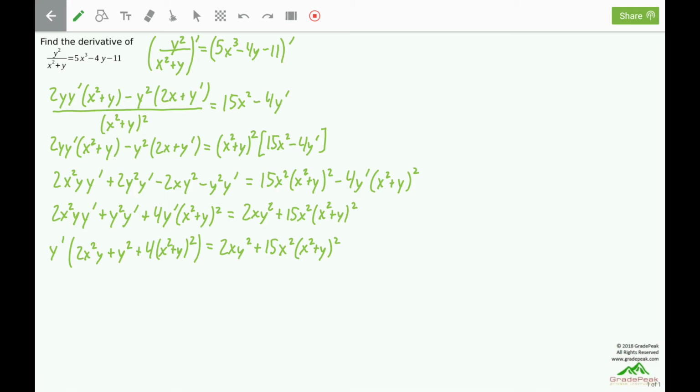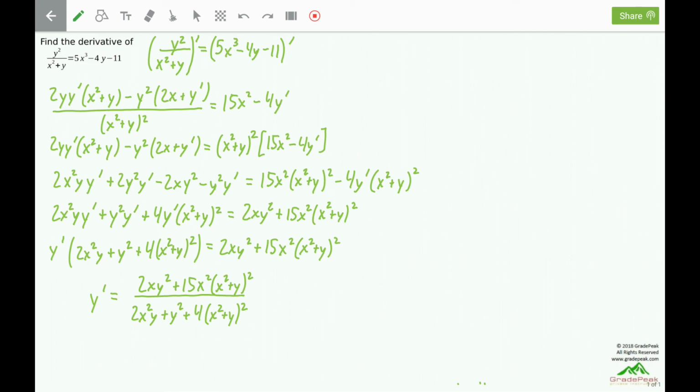And we can now divide both sides by what's in the parentheses on the left side to solve for y prime. And that comes out to 2x y squared plus 15 x squared times x squared plus y quantity squared divided by 2x squared y plus y squared plus 4 times x squared plus y quantity squared.